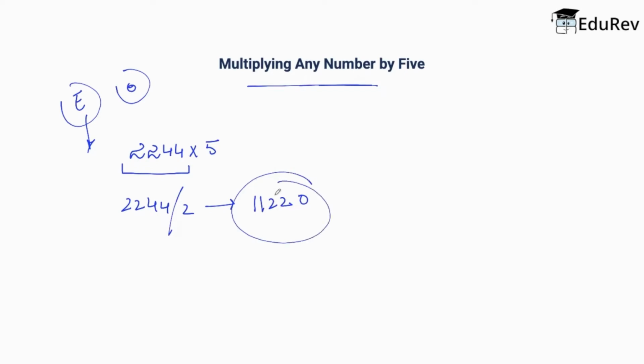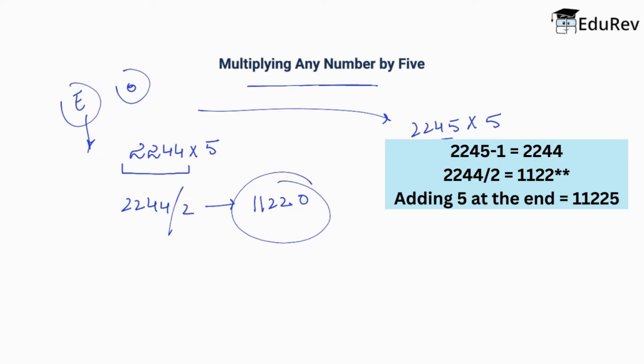Simple, right? And for odd, what you need to do? Suppose the odd number is 2245 and you need to multiply this by 5. In this case, firstly, you have to subtract 1 from the number. That is 2245 minus 1, that is 2244. And then you have to add 5 at the end. So this will be your number.